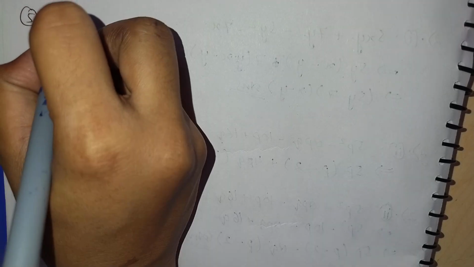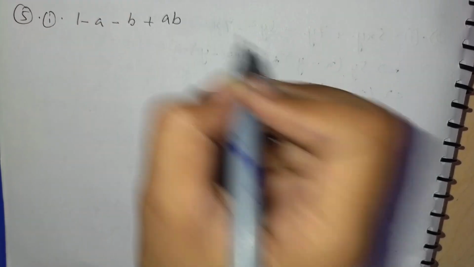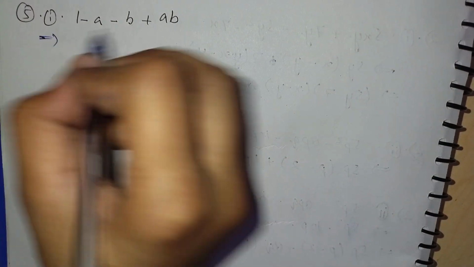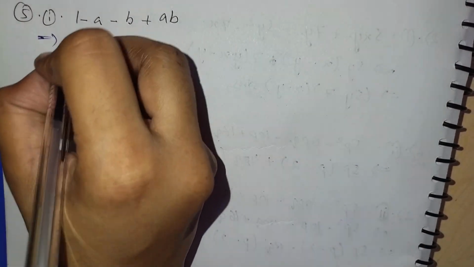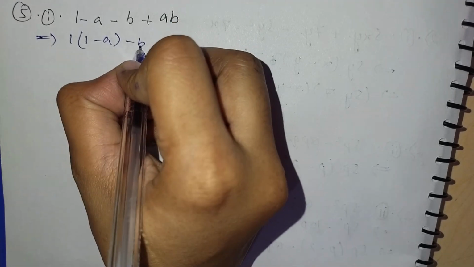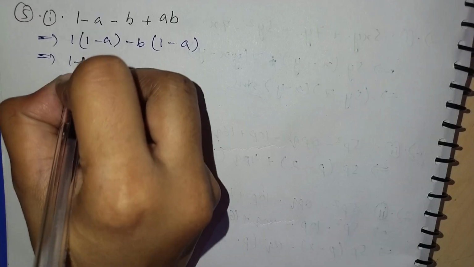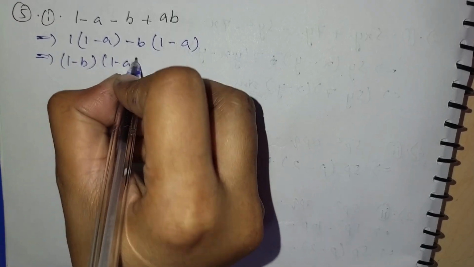Now let us solve the fifth question. The first part is 1 minus a minus b plus ab. So in the first part we can take common as 1 minus a. Now here minus b, so 1 minus a. We can write it as 1 minus b and 1 minus a as the answer in this question.